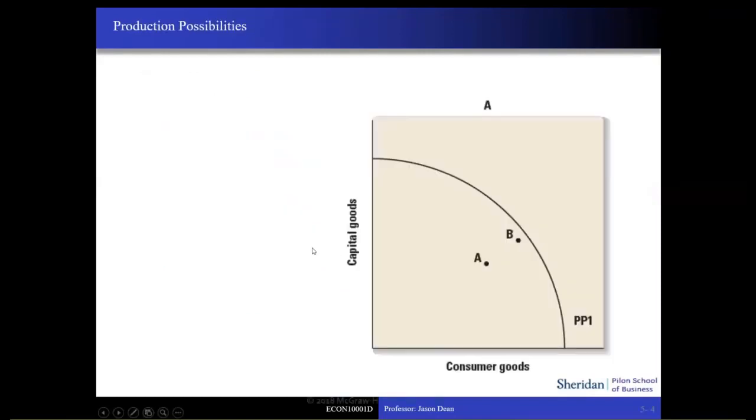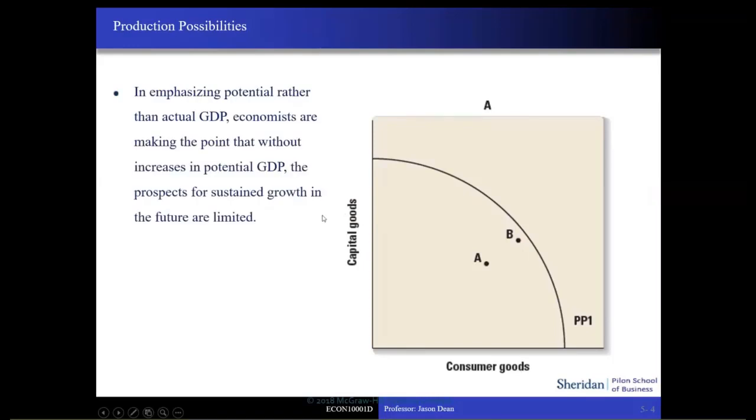We can also think about potential GDP in terms of the production possibilities curve. The production possibility curve is simply a diagram that shows a curve, and every point on the curve is a different combination of the two goods that we have written on either the X or Y axis. It's saying how much we can produce given combinations of the inputs in the economy. So when we emphasize potential rather than actual GDP, we're making the point that without increases in potential GDP, the prospects for sustained growth in the future are limited.